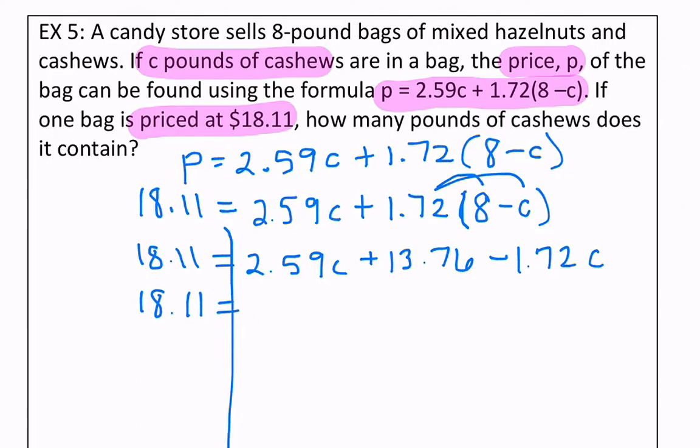Equal sign on the line. But on the right-hand side, I see C's here, and I see C's here. So we add those together. That's a 2.59 and a negative 1.72. So 2.59 plus negative 1.72 is going to come out to be 0.87, and those were my C's. And then we look for the regular numbers. The only regular number I see here is this guy right here. So that just drops down since there's nothing else to add to it. So plus 13.76.